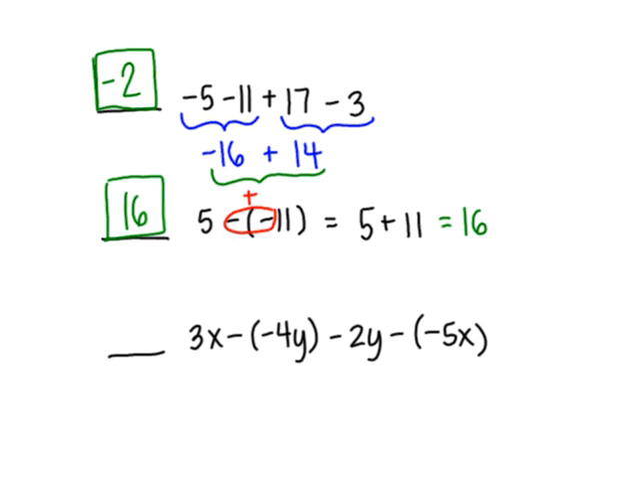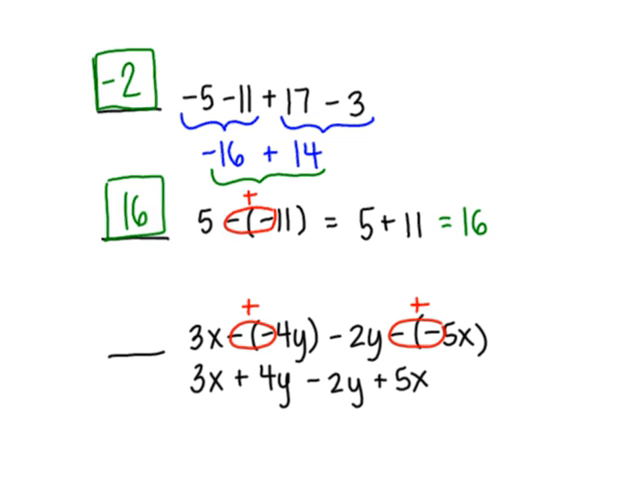The next problem has variables with it. The problem is 3x minus negative 4y minus 2y minus a negative 5x. If I see two negatives back to back, they make a positive. So when I rewrite this problem, I have 3x plus 4y minus 2y plus 5x.